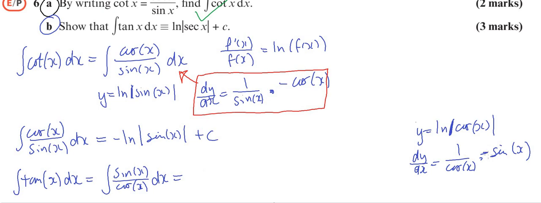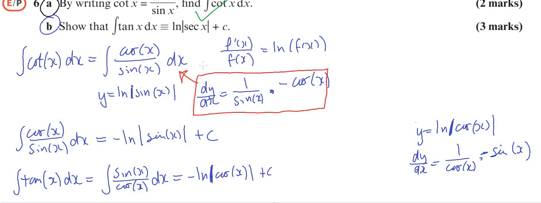Oops, so we get minus sine. Right, so now we've got that. Now the only difference between that and that is that it's minus. So the integral of sine x over cosine x is minus ln of cosine of x plus c.